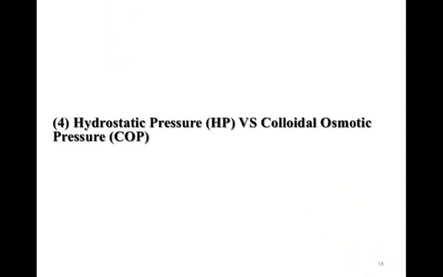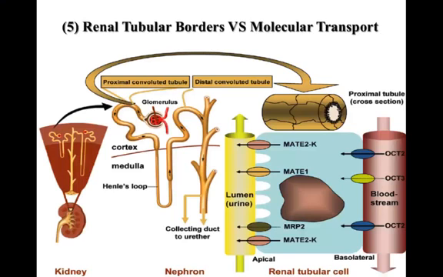Fact number 4, we've actually mentioned it before, but you really need to keep in your mind that hydrostatic pressure, or HP, is the filtering pressure, while the colloid osmotic pressure, or COP, is the reabsorbing or absorbing pressure. Now, here we come to fact number 5, transport of molecules through the renal tubular borders.